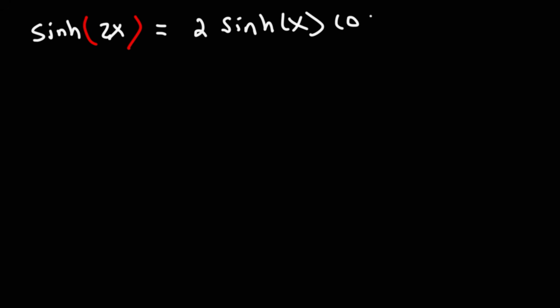So that's how we can verify that particular identity. Now let's try this one. Let's verify the double angle formula of hyperbolic sine. So we know hyperbolic sine of 2x is 2 times hyperbolic sine of x times hyperbolic cosine of x. How can we verify this particular identity? We need to use the sum and difference formulas.